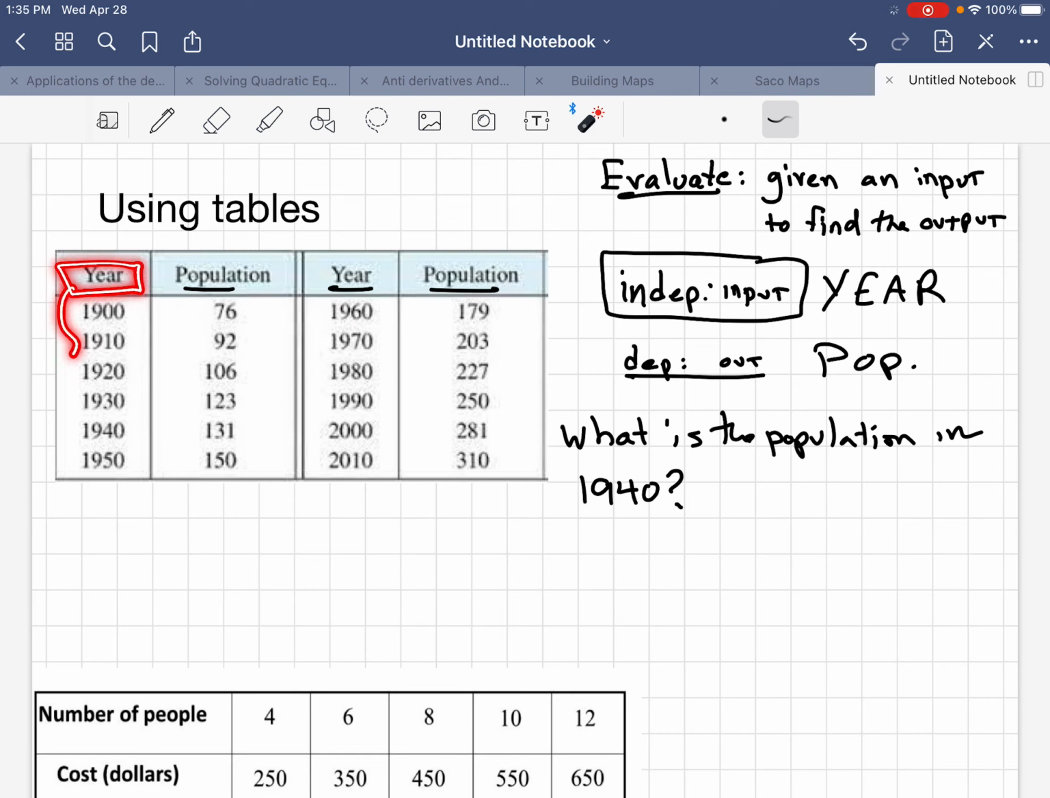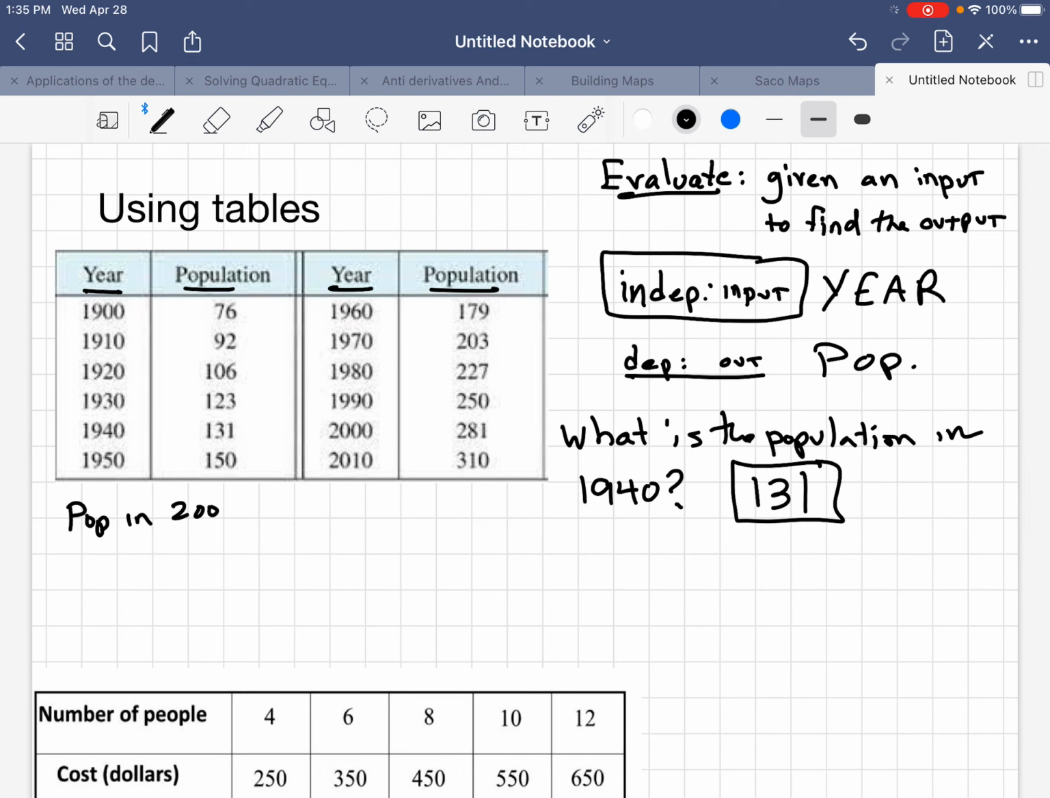We're going to go to the year column, find 1940, and say that the population was 131. I don't have any details around this, but I'm pretty sure this is the population of the United States, in millions. We don't have that information, so we're just going to say 131. Usually the table will be more descriptive. Again, we could do the same thing, change the year. What is the population in the year 2000? And the answer is 281.